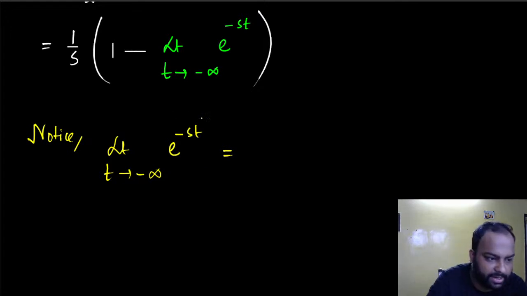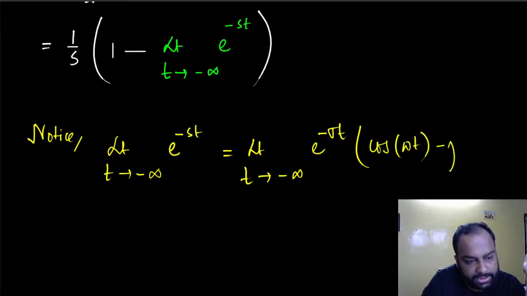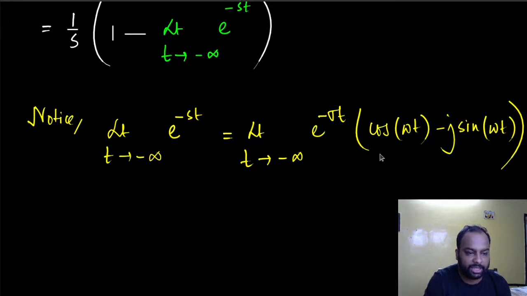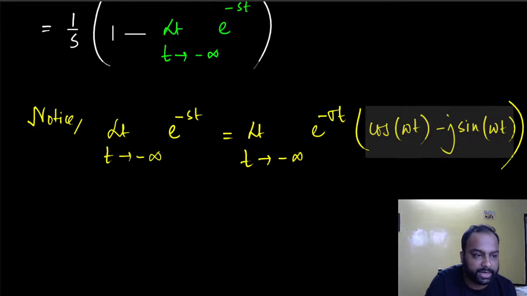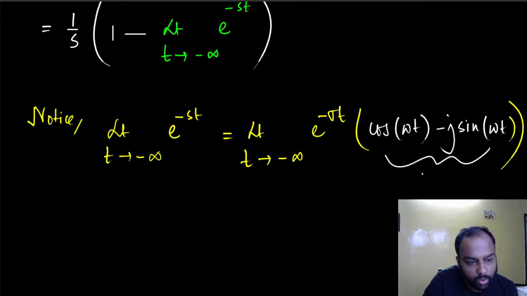Now look very carefully. Again, let me expand it using that expansion. This is going to be e to the power minus sigma t multiplied by cos omega t minus j sine omega t. Once again, this portion is a nice function, I mean, it cannot go beyond certain fixed values. So once again, this is finite.